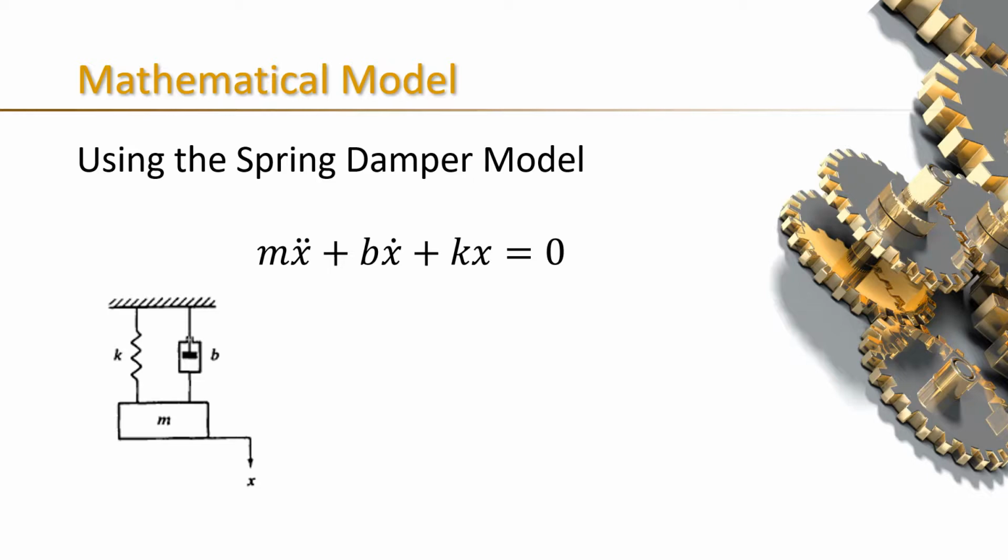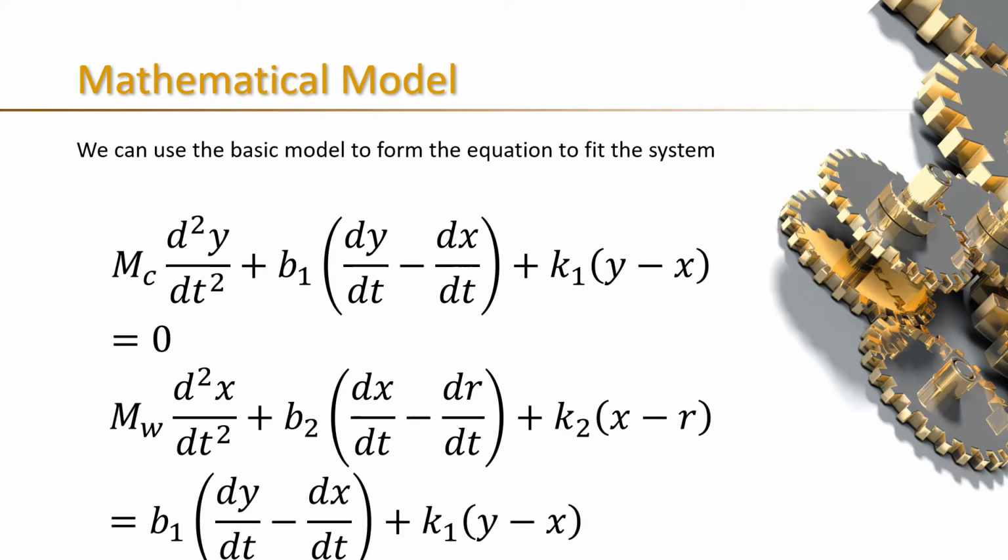Now, a mathematical model, which I got from our textbook, is a basic spring and damper model, which is mass times the second derivative of x plus b, which is the constant for the damper, times the derivative of x plus kx, with k representing the constant for the spring. Now we can take this mathematical model and manipulate it to fit our system.